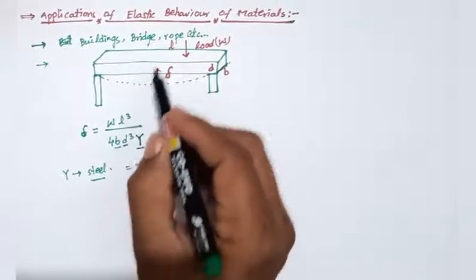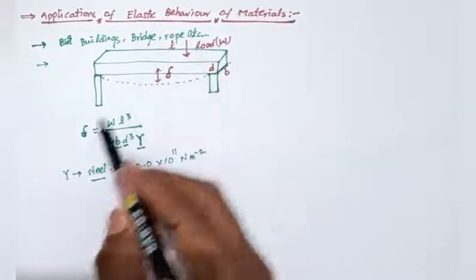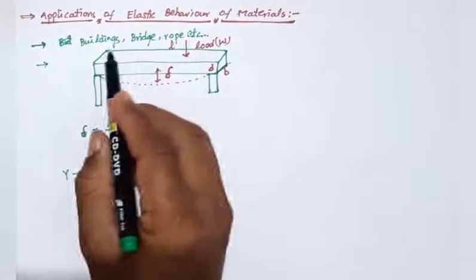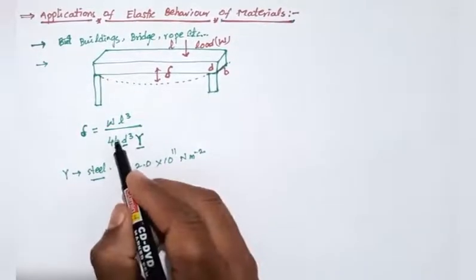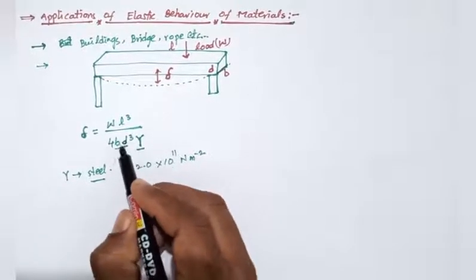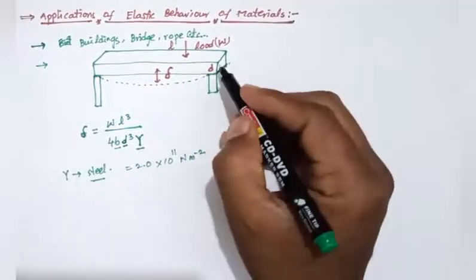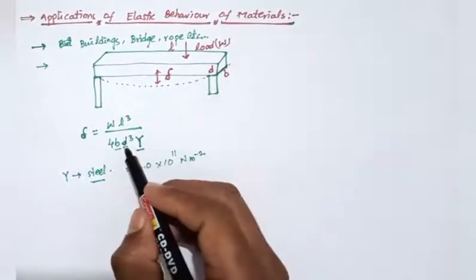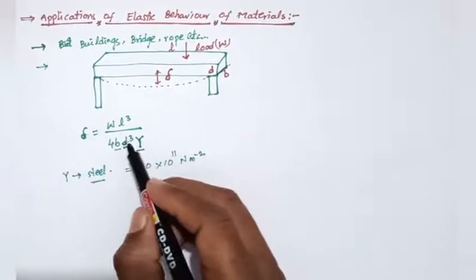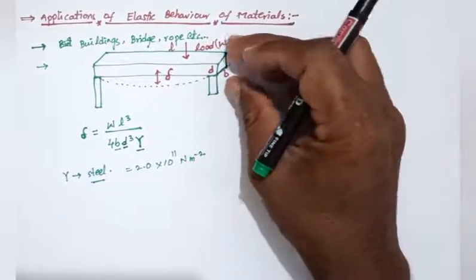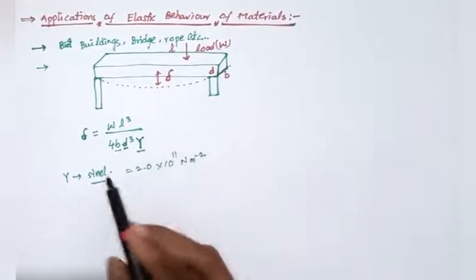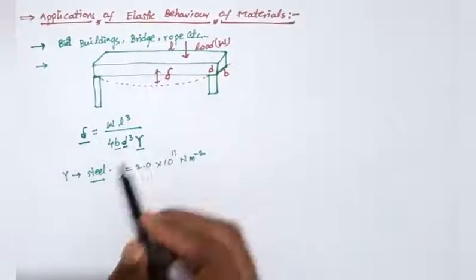And if the length is high, what happens? The elongation is also high. So length is taken small and depth D is taken 2 times. If depth is taken 2 times, 2 into 2 into 2, the elongation is decreased 8 times. So depth, which is nothing but the thickness of this bridge, is taken more, then the elongation is less.